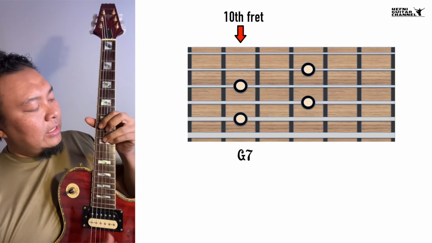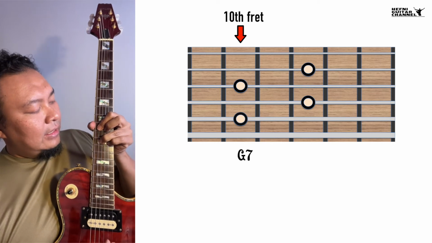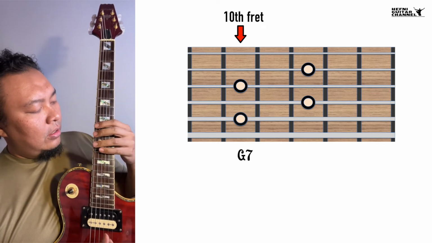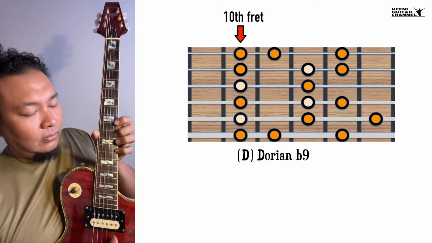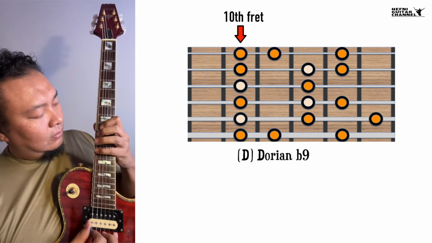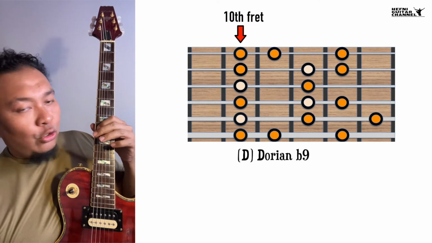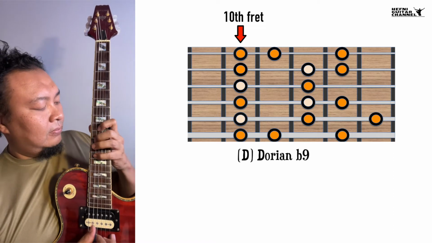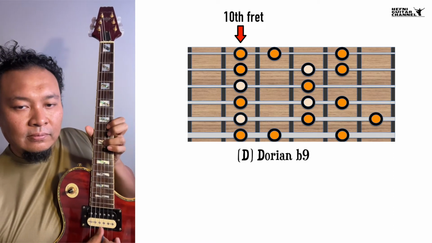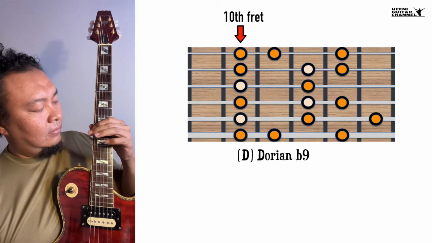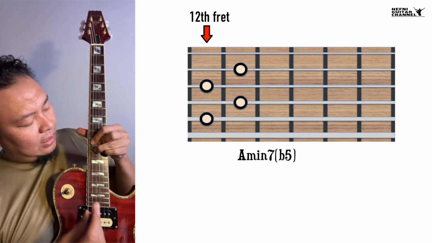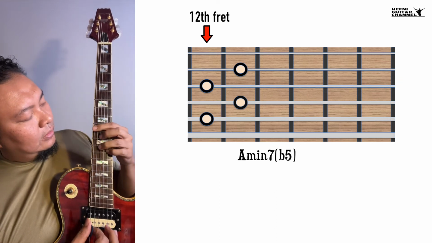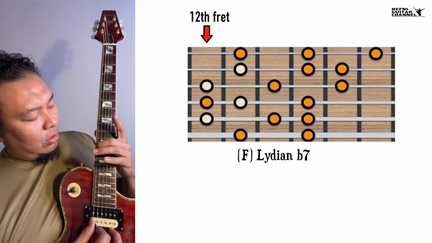The next chord G7, attach it to your next mode, okay, your Dorian flat 9. Okay, now the next chord A minor 7 flat 5, attach it to your F Lydian flat 7.